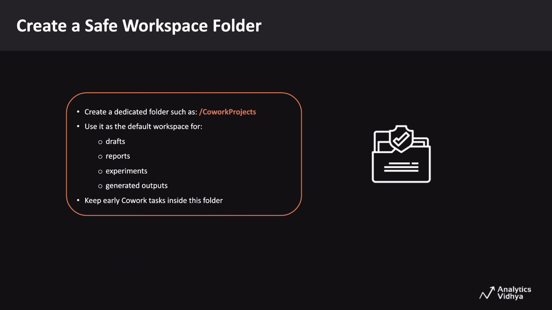One of the best habits you can build is creating a dedicated workspace folder, something like /cowork project. This gives Co-work one clear place to work in, and it gives you one clear place to review what it creates. Instead of letting files spread across your system, you create a safe zone for drafts, reports, experiments, and outputs. That makes the whole workflow cleaner right from the beginning.